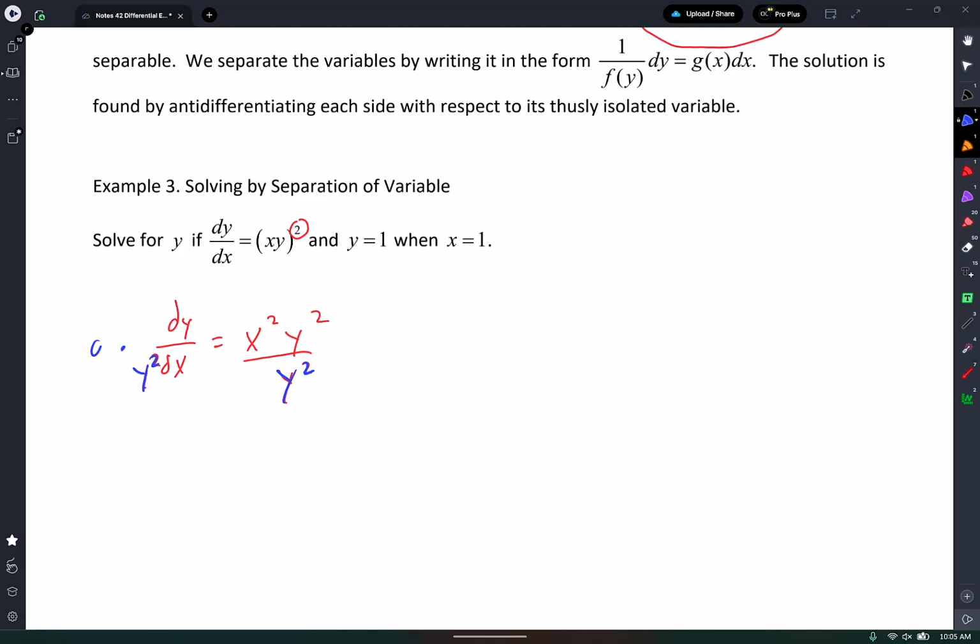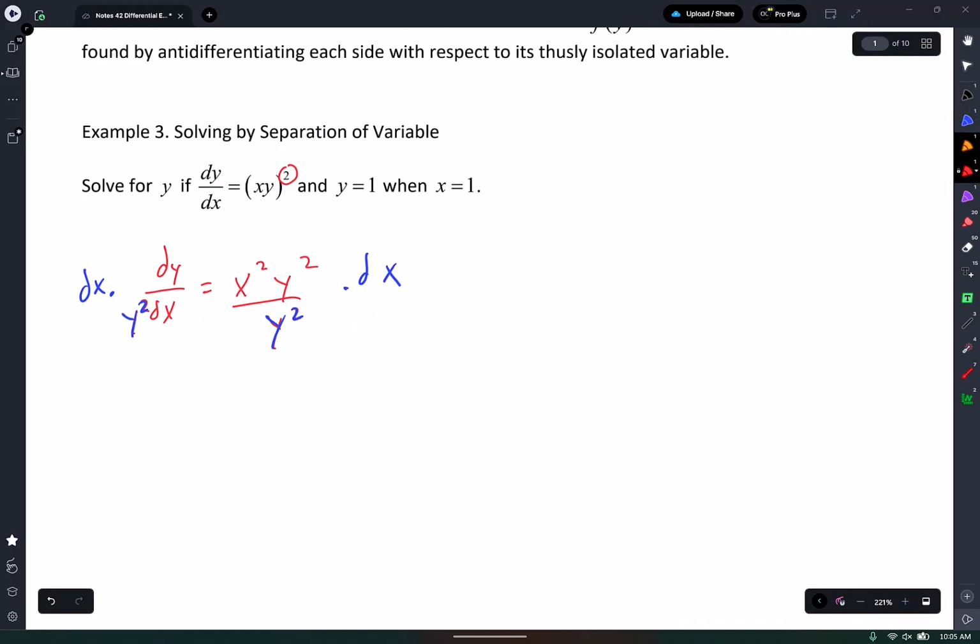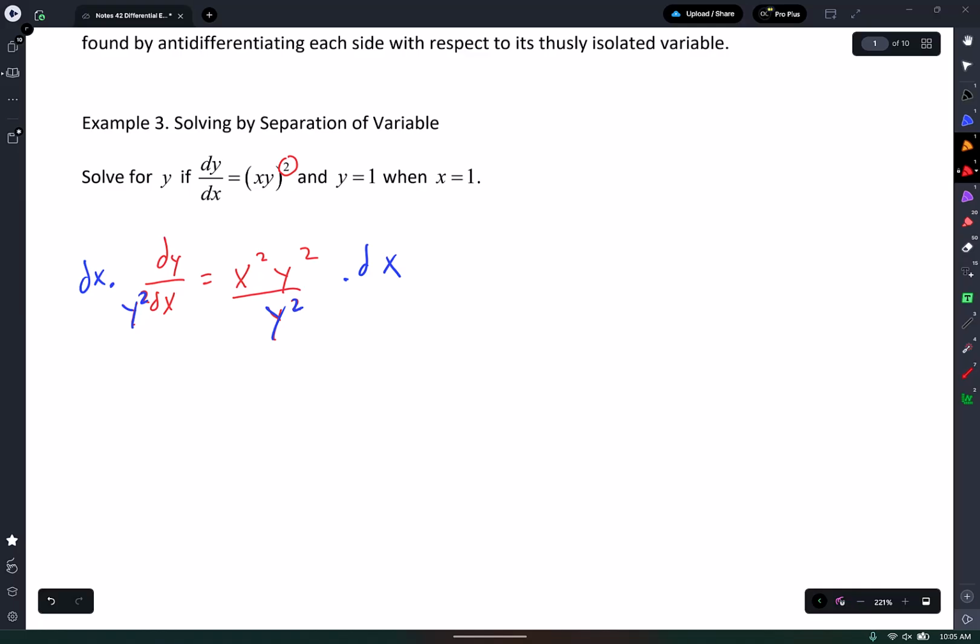And then I'm going to multiply by dx, and whatever I do to one side, I do to the other. And usually you want to have the dy and the dx at the end. So maybe write it like this. I'm going to write 1 over y squared dy equals x squared dx.